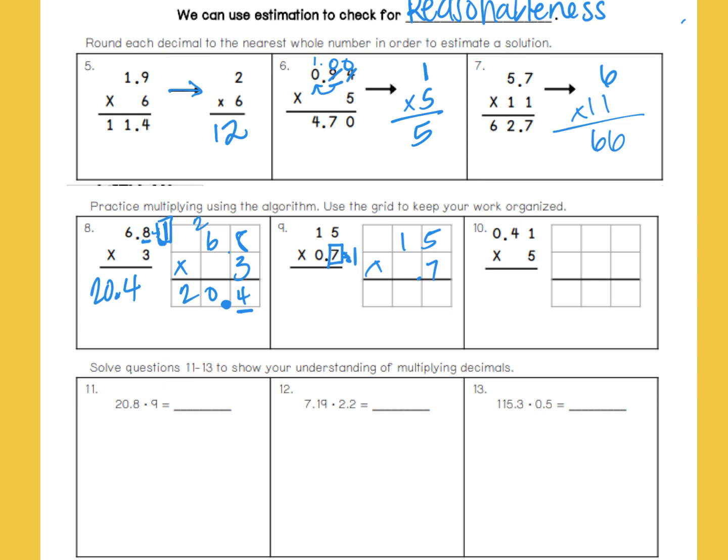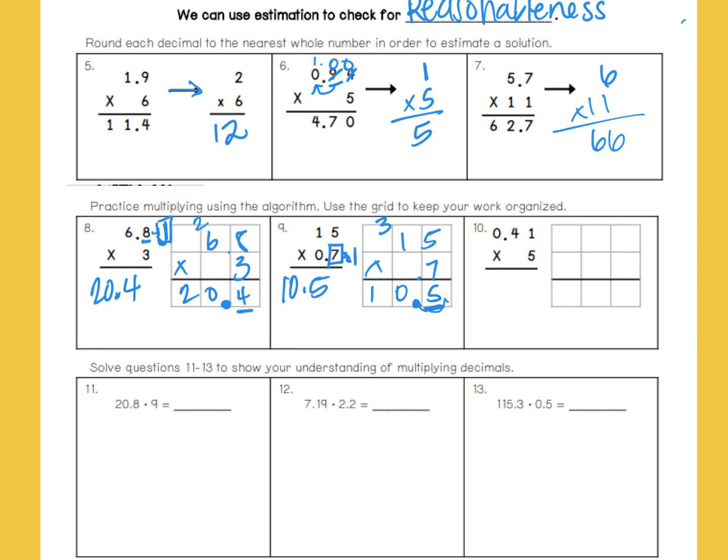5 times 7 is 35. My 5 goes here. I'm going to carry my 3. 7 times 1 is 7. Plus 3 is 10. And remember, we said we needed one number behind our decimal. So counting from the right, I'm going to count one number over. And that is between the 0 and the 5. So my answer is 10.5.